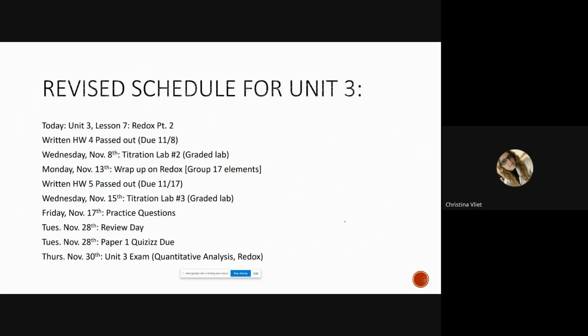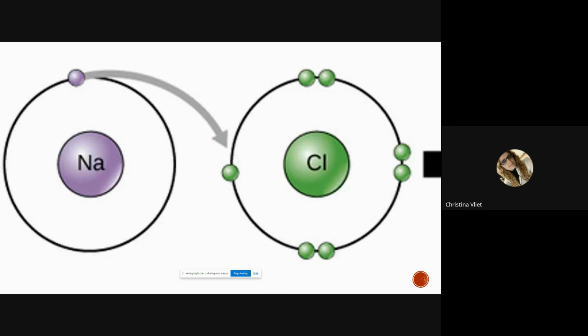No more redox? Redox. So for those of you who were missing last class, you missed a hefty lesson because we did pretty much all of redox. Redox is the transfer of electrons between elements in a chemical reaction. That's what it is. So redox is transfer of electrons between elements in a chemical reaction.